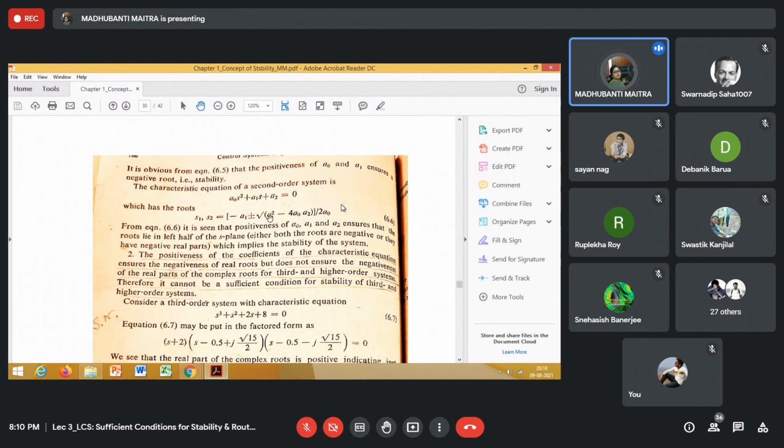Now, if A1 square is equal to 4 A0 A2, what will happen? We'll get two real roots, but the roots will be repeated in nature, and the location of the roots will be at s equal to minus A1 by twice A0, isn't it? Can you follow this? Yes, ma'am. So the repeated real roots are occurring in the left half of the S plane, isn't it?